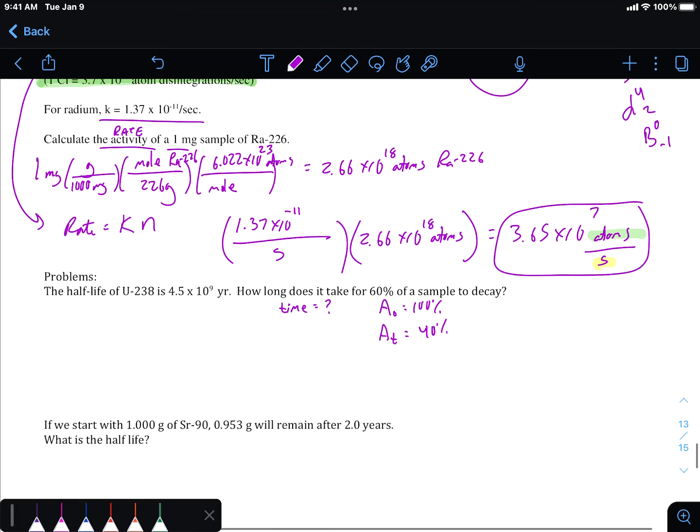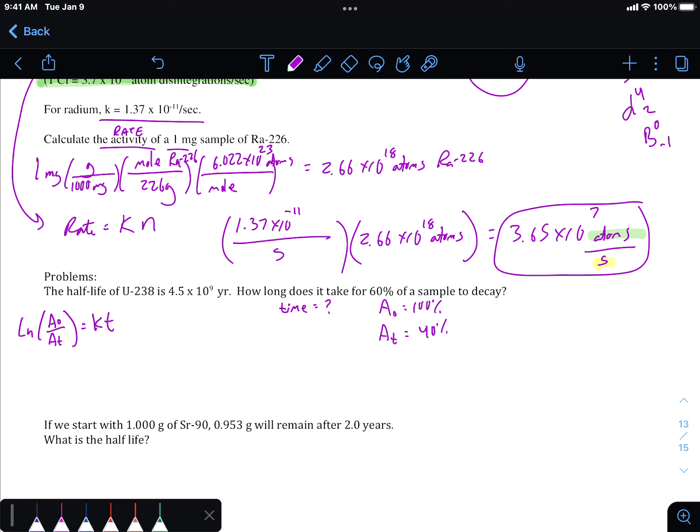Okay, so interesting. Where have we seen these symbols before? A sub naught, A sub t. Where do we see these? What are these from? Yeah, it's from our integrated rate law. Okay, so if they're asking us to solve for time.